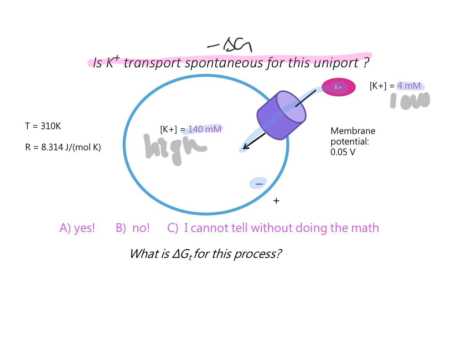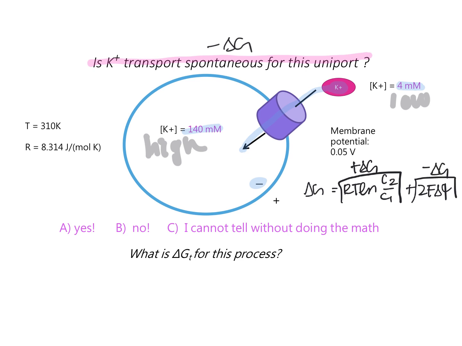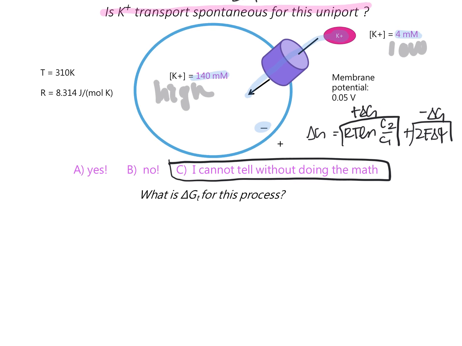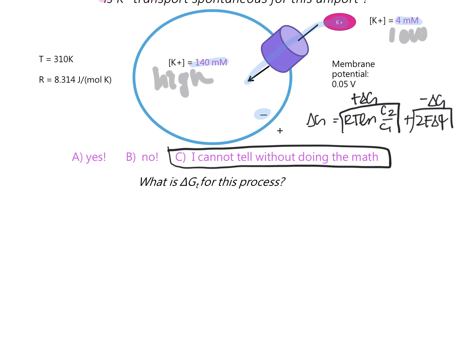That is favorable. So if you were ballparking this, you would say delta G, you've got RT ln C2 over C1 plus ZF delta psi. This piece we would estimate to be positive delta G, and this piece should come out to be negative delta G. So without a calculator, you can't tell. You have to actually do the math. All right, so let's actually do the math.